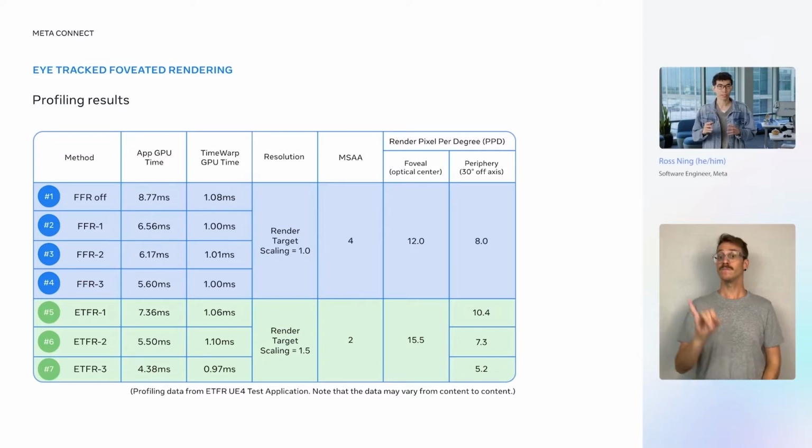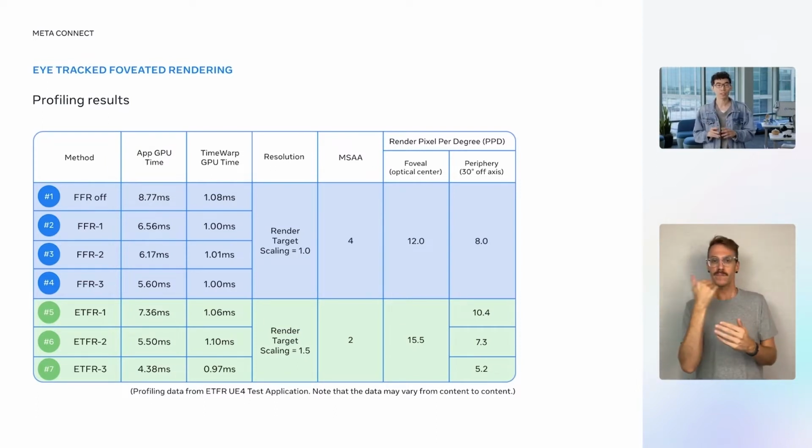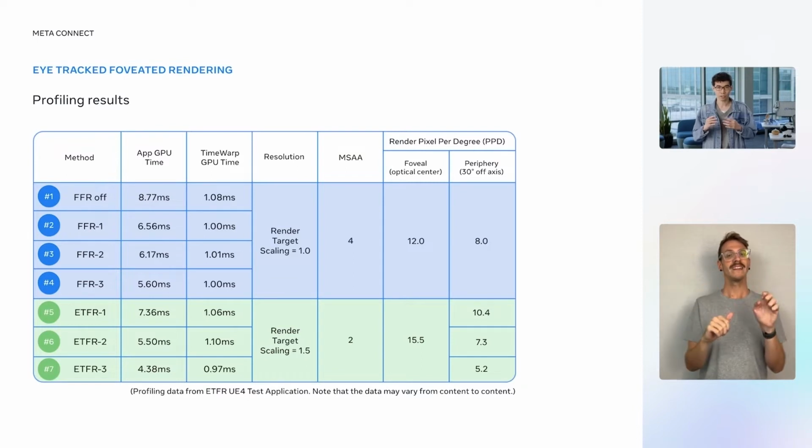Let's say, if you were rendering with no foveation, default resolution, and MSAA4, you might want to try ETFR level 1 at higher resolution, MSAA2, which renders at similar GPU time but gives better image quality. Similarly, if you were rendering at FFR level 3, MSAA4, you might want to try ETFR level 2 with MSAA2.